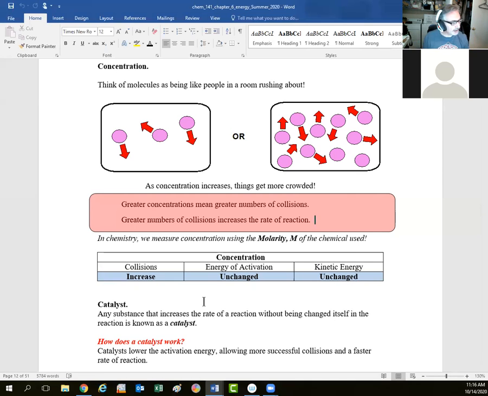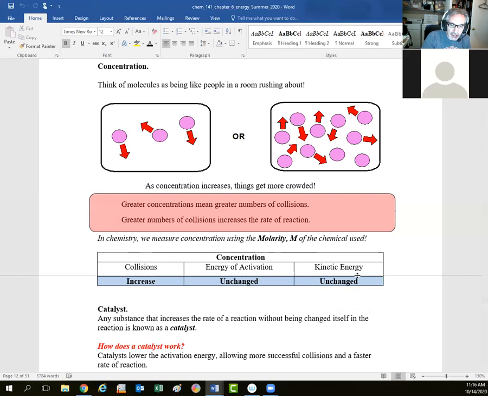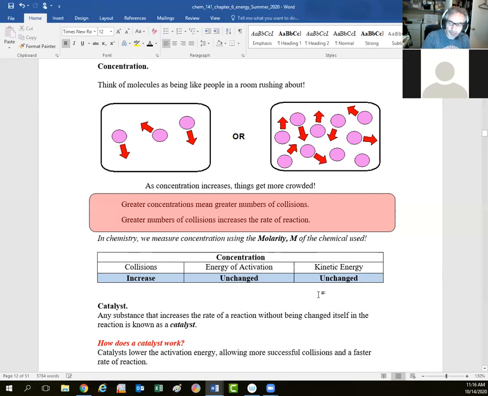So increase in the concentration always leads to an increase in the number of collisions and therefore an increase in the rate of the reaction. So collisions increase. The energy of activation itself is unchanged, as is the kinetic energy of the molecules.